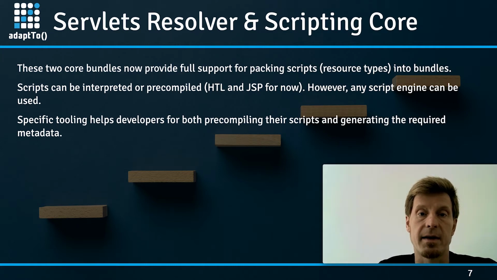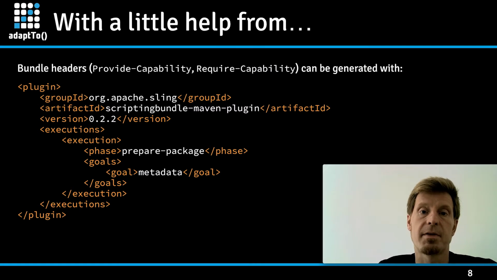So it's on the one hand generating the required metadata, but on the other hand precompiling your HTL and JSP scripts. So in the first place, we created the scripting bundle Maven plugin. It is used to generate the provide and require capabilities that your bundle needs. It should be reasonably straightforward to use it. If you package your scripts under src/main/scripting, then pretty much all you have to do is to add the scripting bundle Maven plugin to your POM, and it will then generate the provide capabilities for you based on the scripts that you have.